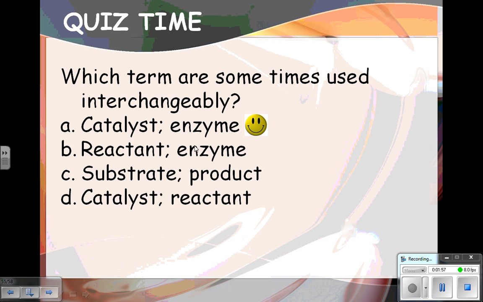A reactant is not the same thing as an enzyme. A reactant is what you start with, and an enzyme works with it. A reactant would be the same thing as a substrate for this kind of reaction when you have an enzyme involved. Substrate and product are not the same thing. This is what you start with, that's what you end with. And catalyst and reactant are not the same thing. Again, this is like an enzyme, and the reactant is what you start with.